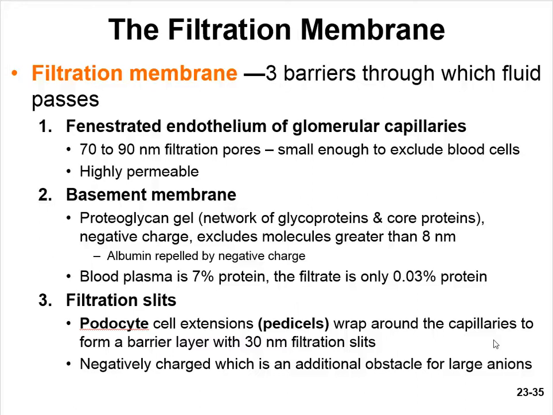Blood plasma is about 7% protein, so as a comparison, the filtrate that enters the capsular space is only about 0.03% protein, so only some small ones are going to get through there unless there's other problems that the kidney has, which we'll talk about. There's also filtration slits, which have the podocyte cell extensions that wrap around the capillaries to form the barrier layer with 30 nanometer filtration slits. It's negatively charged, which again, that's one of those obstacles for anything that's like a large anion or a negatively charged particle that's in the blood.